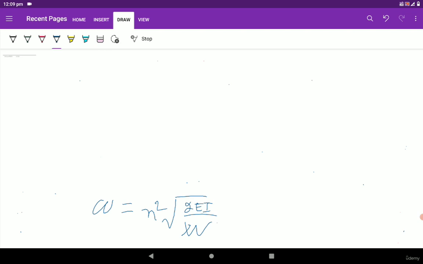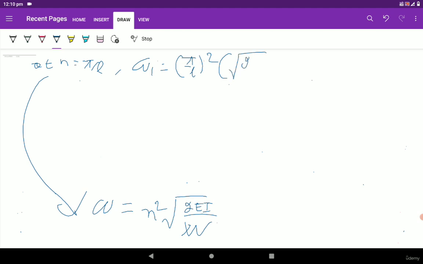So at n equal to pi by L, substitute n equal to pi by L in this equation. So at n equal to pi by L, omega 1 is equal to pi by L whole square multiplied by under root of gEI divided by W. Here omega 1 is equal to omega n.